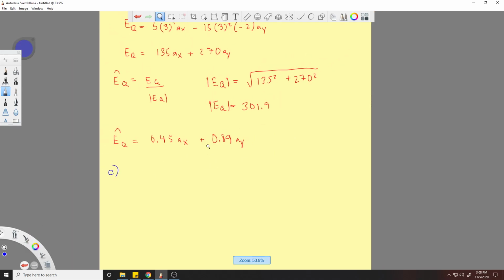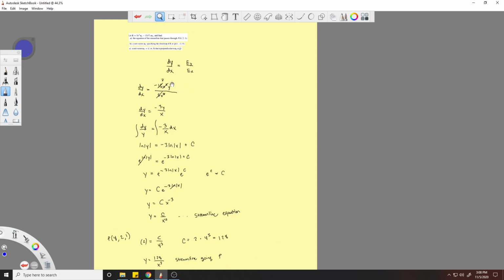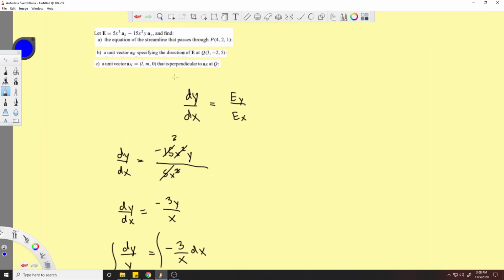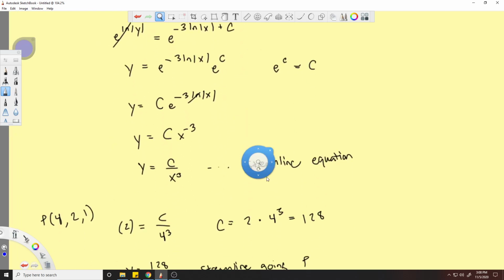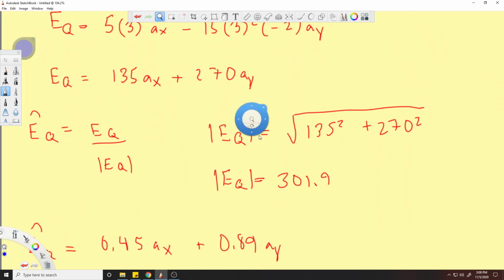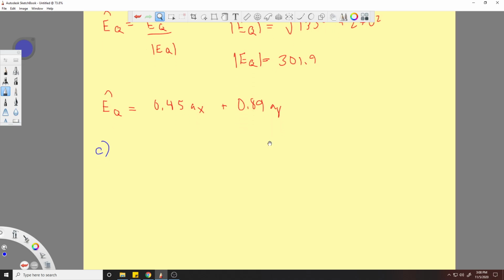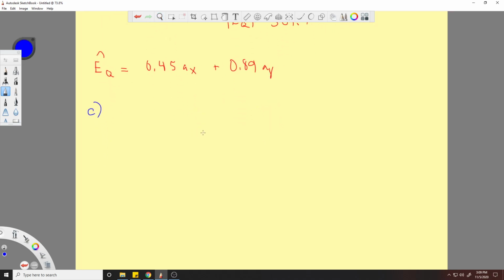Part C. Let's see what part C wants. I have to read it again. A unit vector that is perpendicular to the electric field at Q, or the electric field vector at Q, specifically. So we're looking for a vector perpendicular.